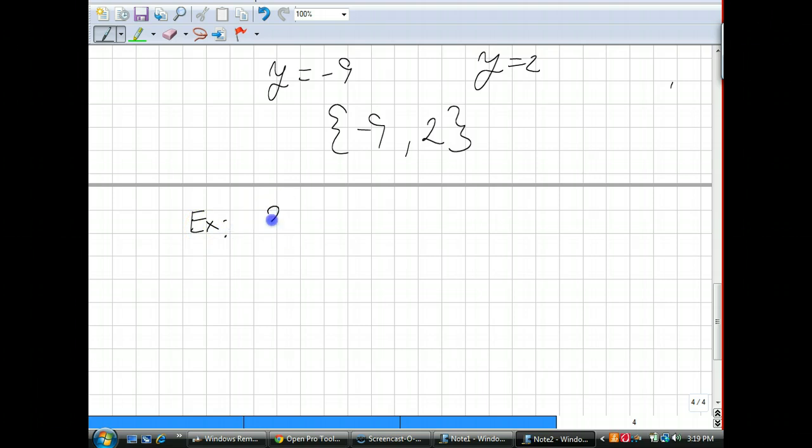I have 3r squared equals 10r plus 8. So again, I need it set equal to 0. So I'm going to subtract 10r from both sides.